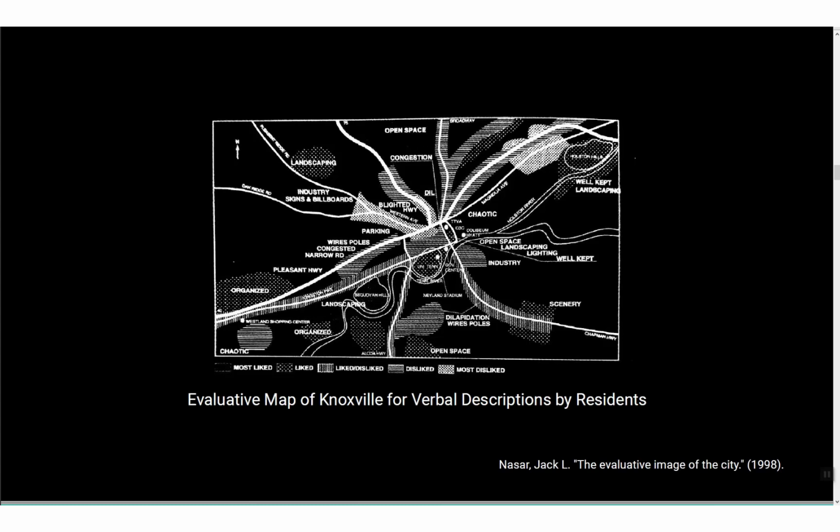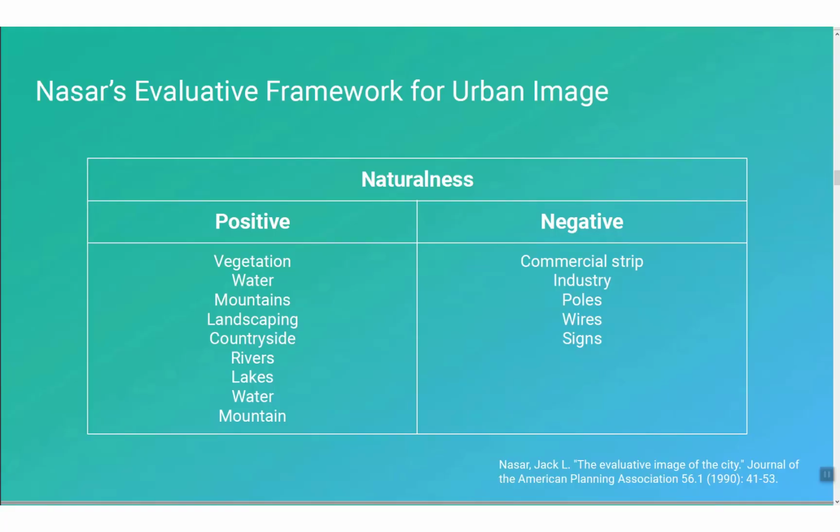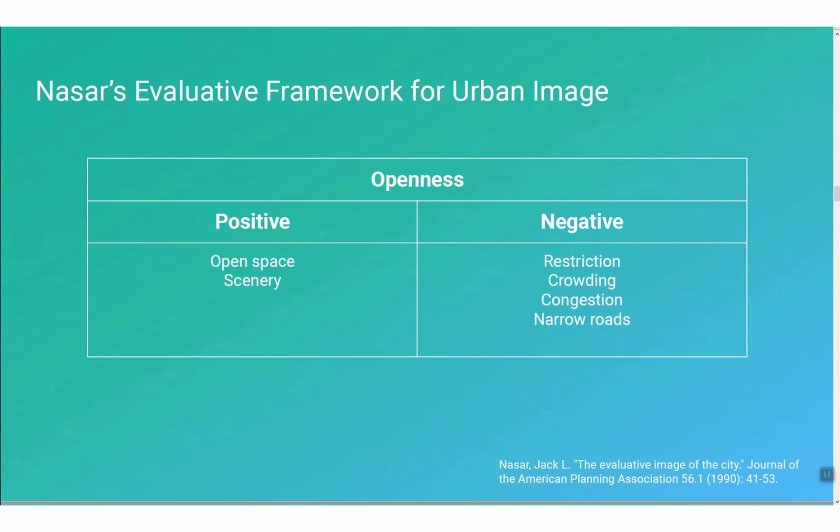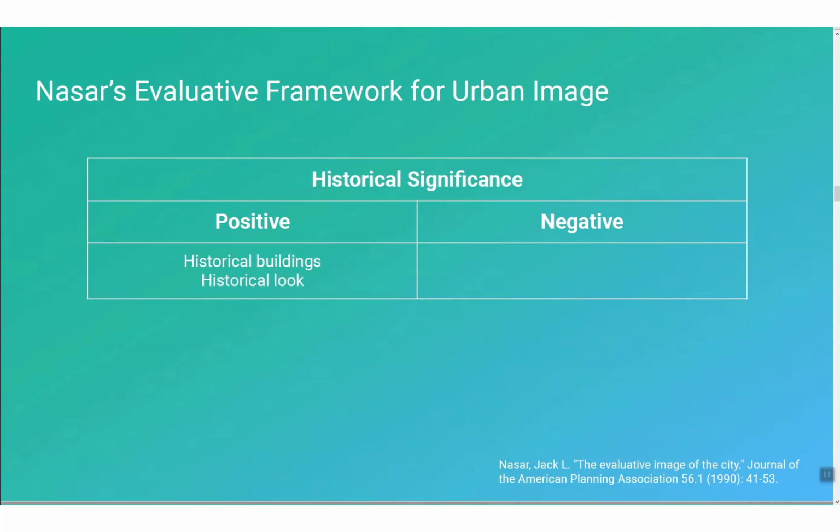So he puts 5 different categories. Naturalness is one: if you have vegetation or water, mountain, this is positive. If you have industrial imagery, or signs like billboards, that's negative. Upkeep and civilities, that's another category. Openness: is it open, or is it congested? And is it historically significant? Do you have nice, beautiful historical buildings or you don't? And then is it ordered or is it chaotic?